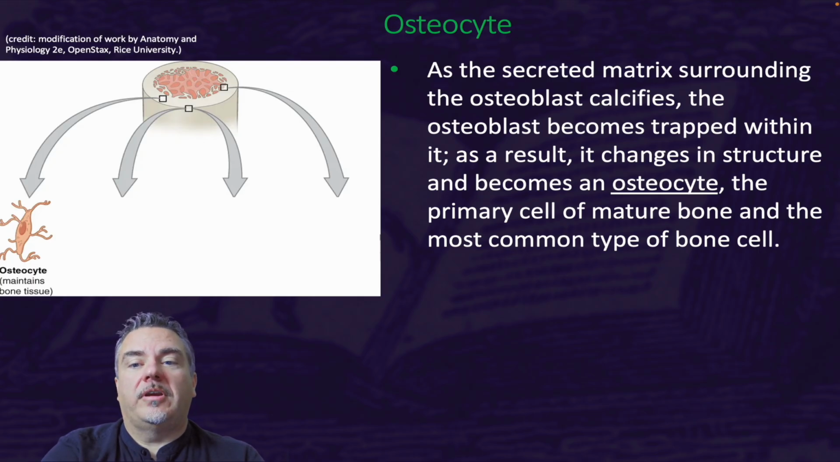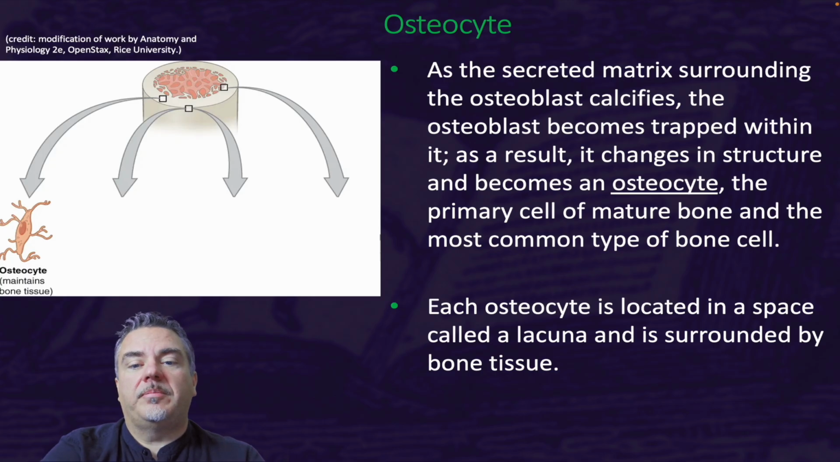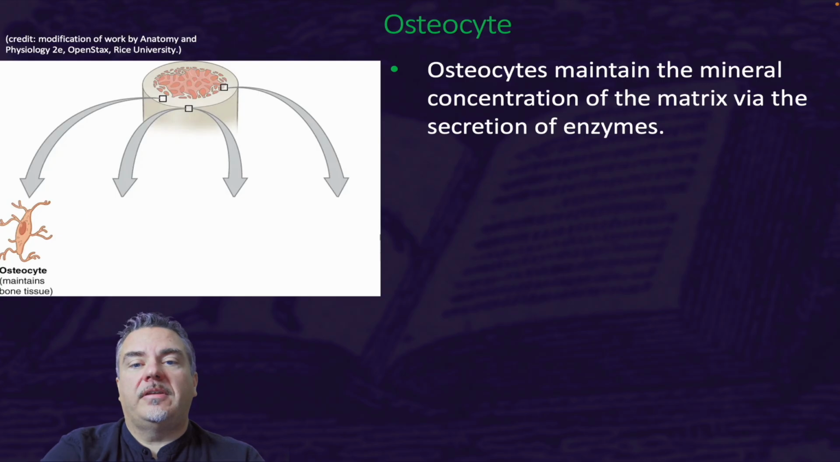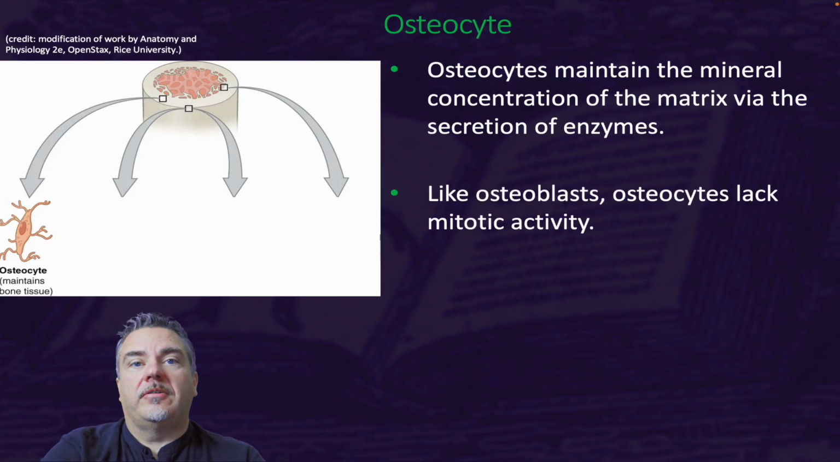As a result, it changes in structure and becomes an osteocyte, the primary cell of mature bone and the most common type of bone cell. Each osteocyte is located in a space called the lacuna and is surrounded by bone tissue. Osteocytes maintain the mineral concentration of the matrix via the secretion of enzymes. Like osteoblasts, osteocytes lack mitotic activity.